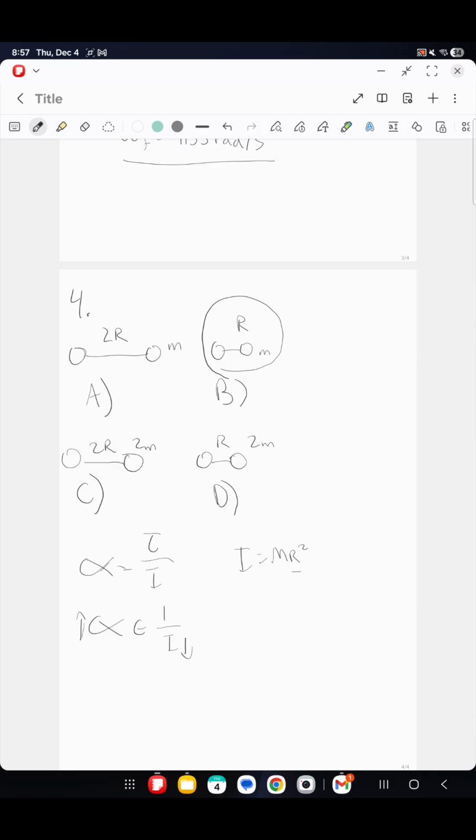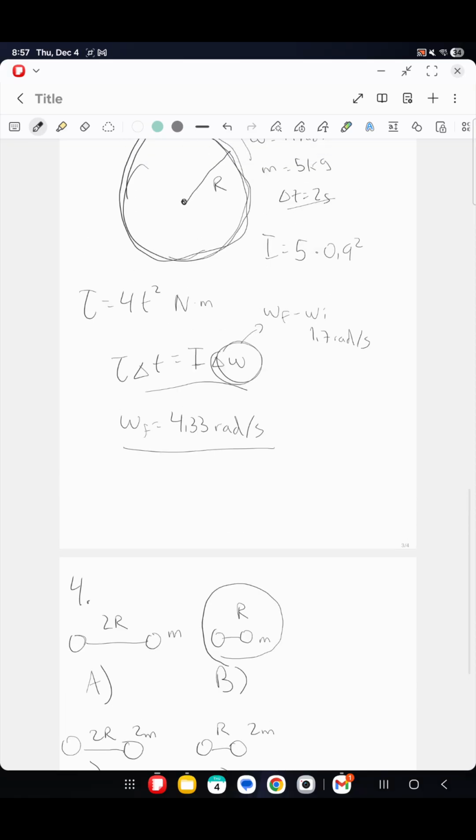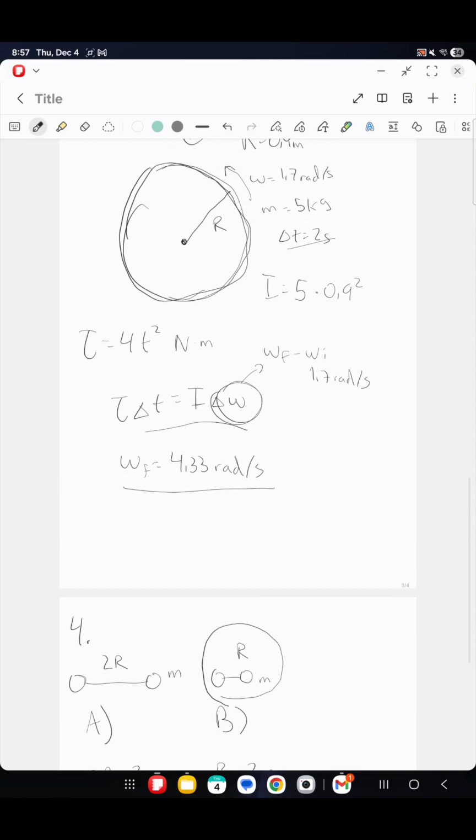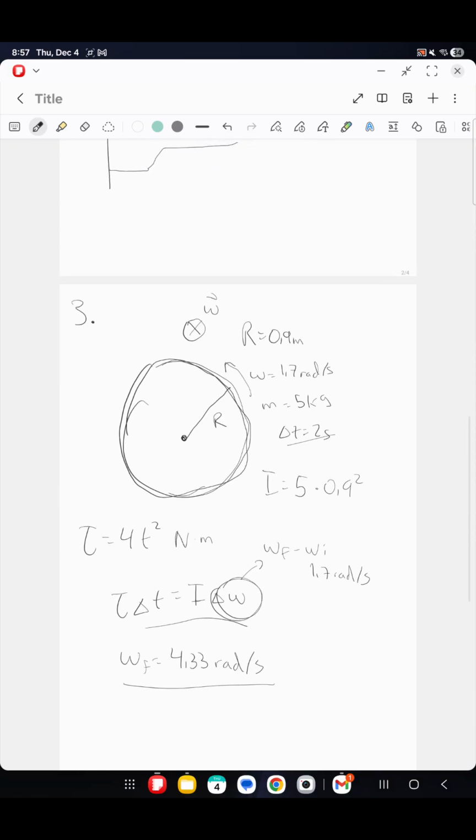So I hope this helped for a couple of questions in some rotational mechanics, a bit of physics. I hope this helped, and yeah, that's about it.